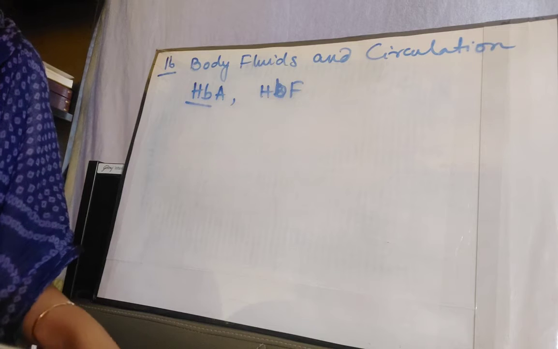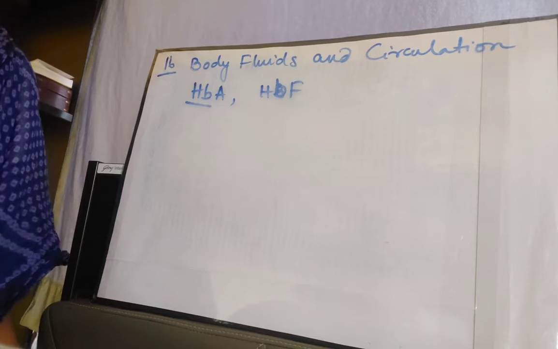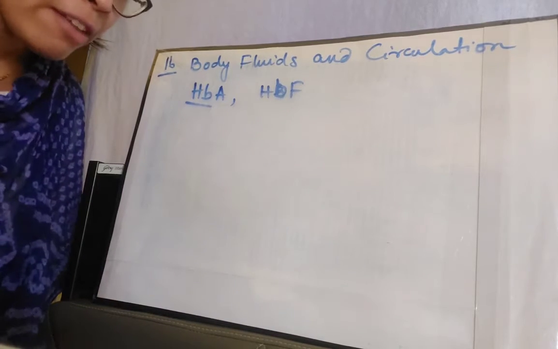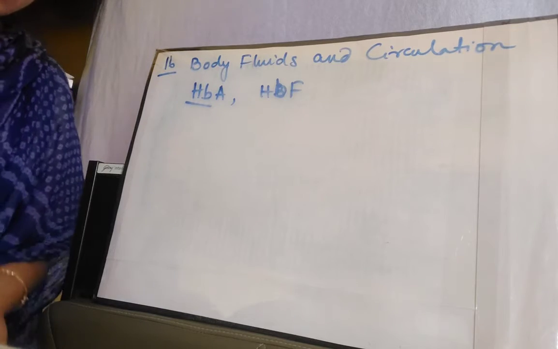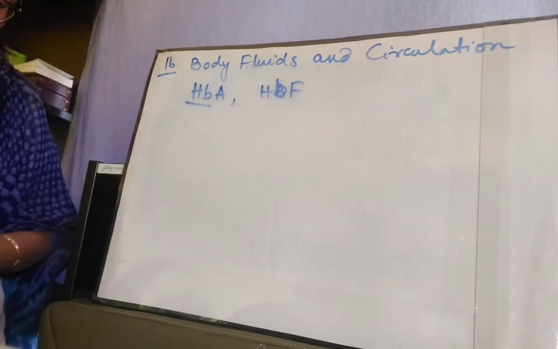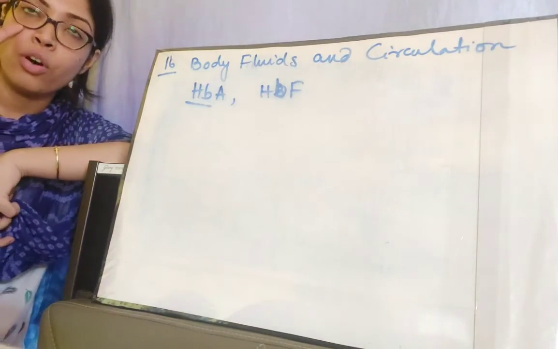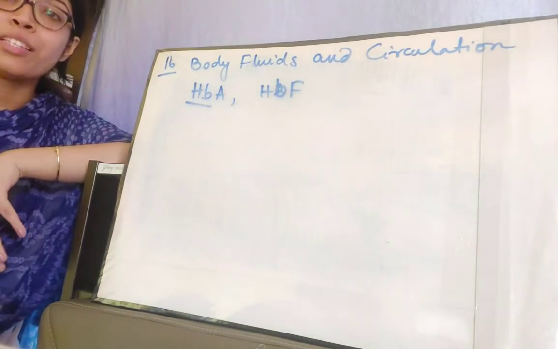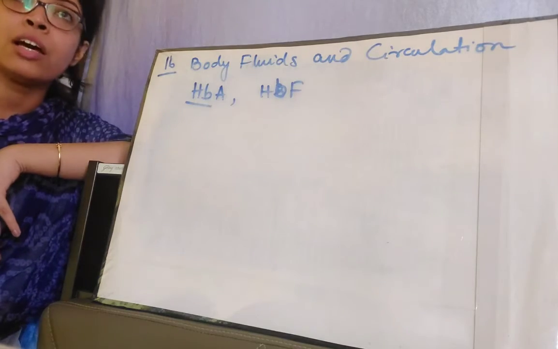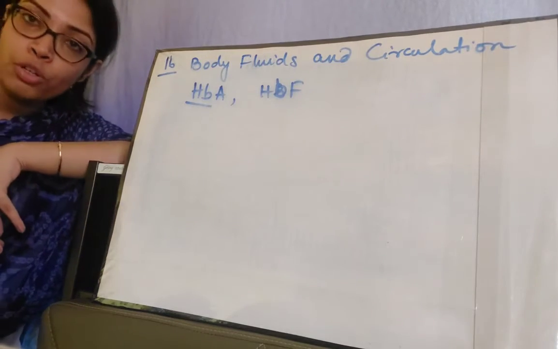Then let's move on to the functions of hemoglobin. What are the functions of hemoglobin? The main function of hemoglobin is it helps in transport of oxygen and carbon dioxide. The main function of RBC is the main function of hemoglobin, because hemoglobin is a part of RBC itself and both of their main functions should be common.